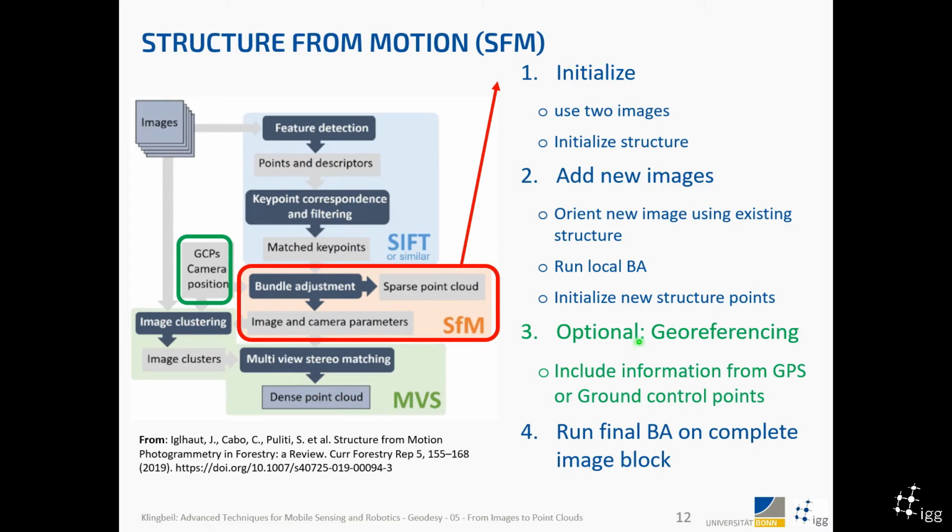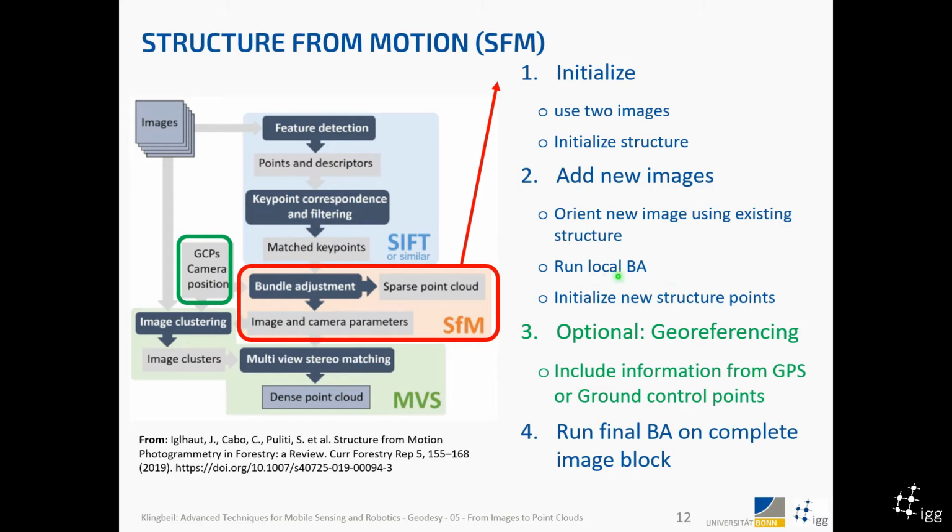There is an optional block in here, which we can see from this green square. It's georeferencing. As I said before, if the final result should be in a global coordinate system, then we need some points, either the cameras or some points in the object space, which have known global coordinates, right? And these can also be included in this part. This is usually after this is finished and before the final step is done, which runs a final bundle adjustment on the complete image block which has been created here.